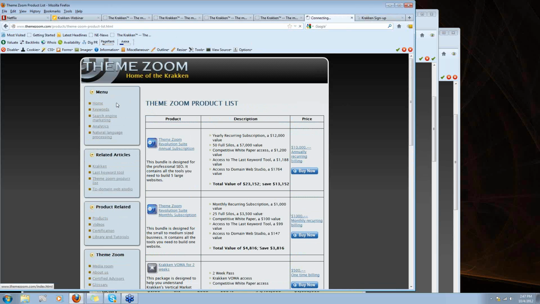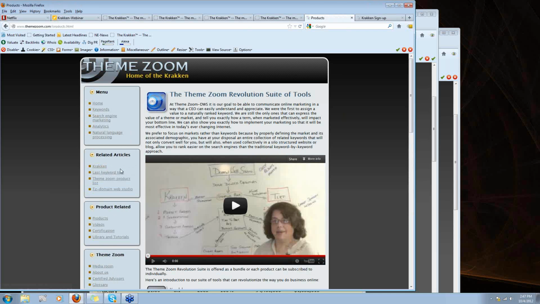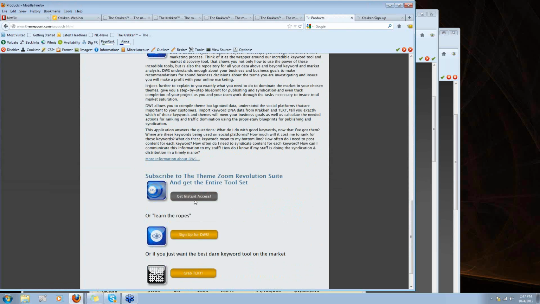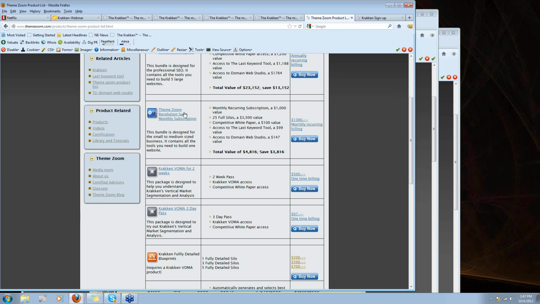When you're here at themezoom.com, you can click on products, and from products you can come down here to get access to the ThemeZoom Revolution Suite. From there you can see what's available on each one of these, and you can pick the product that you want to buy. So the monthly recurring gives you access to 25 full silos. It gives you access to the white paper.